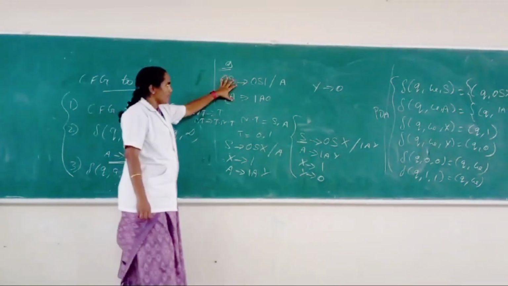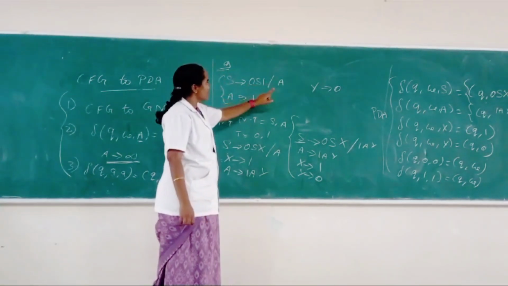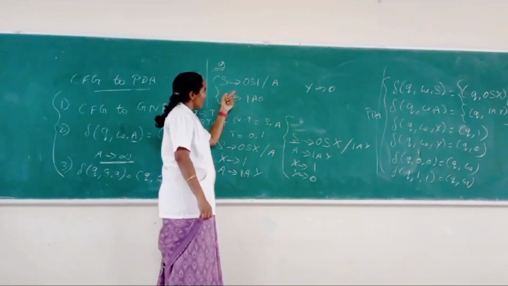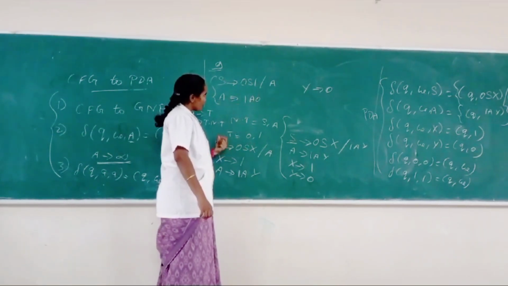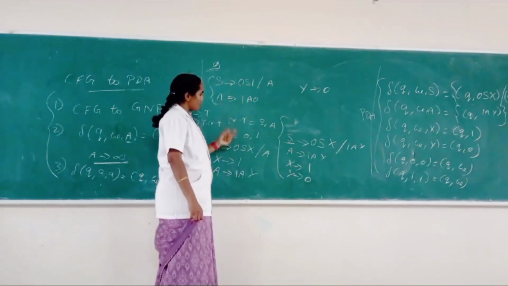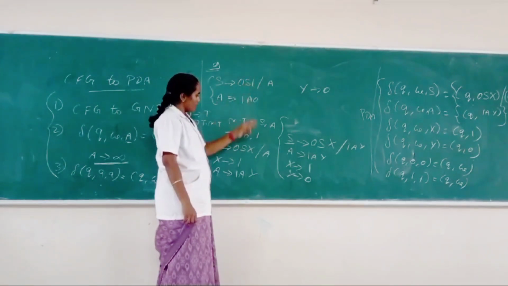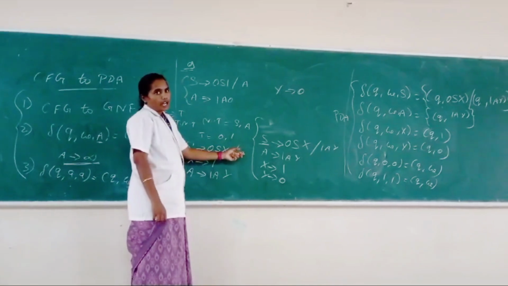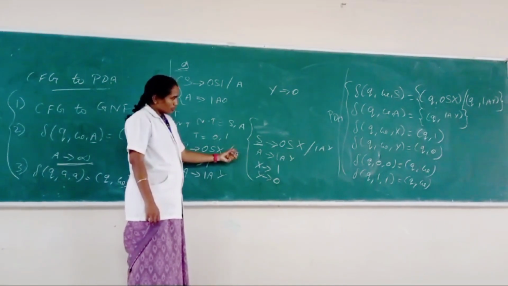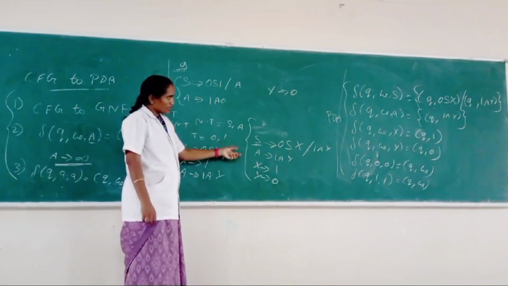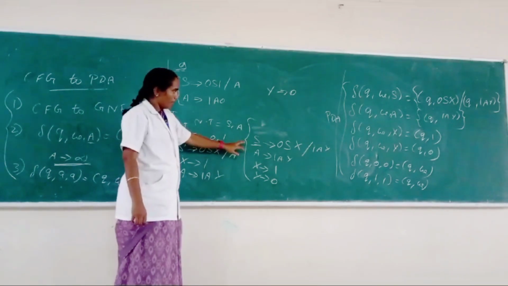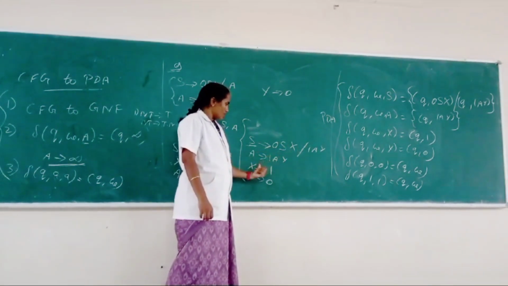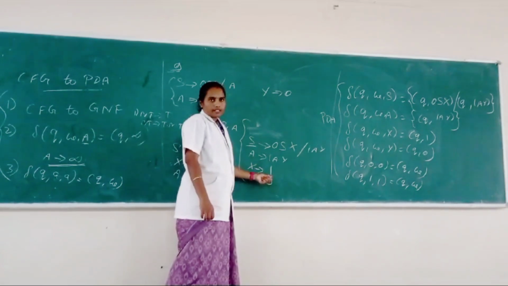So this is the example. S tends to 0S1 slash A, A tends to 1A0. Here non-terminals are S and A, terminals are 0 and 1. So first convert this into GNF. For that I am replacing 1 by X, and X tends to 1. Then S tends to A is a unit production, so I am going to eliminate the unit production by substituting the production of A. So S tends to 0SX, 1AY. A tends to 1AY, X tends to 1, Y tends to 0.